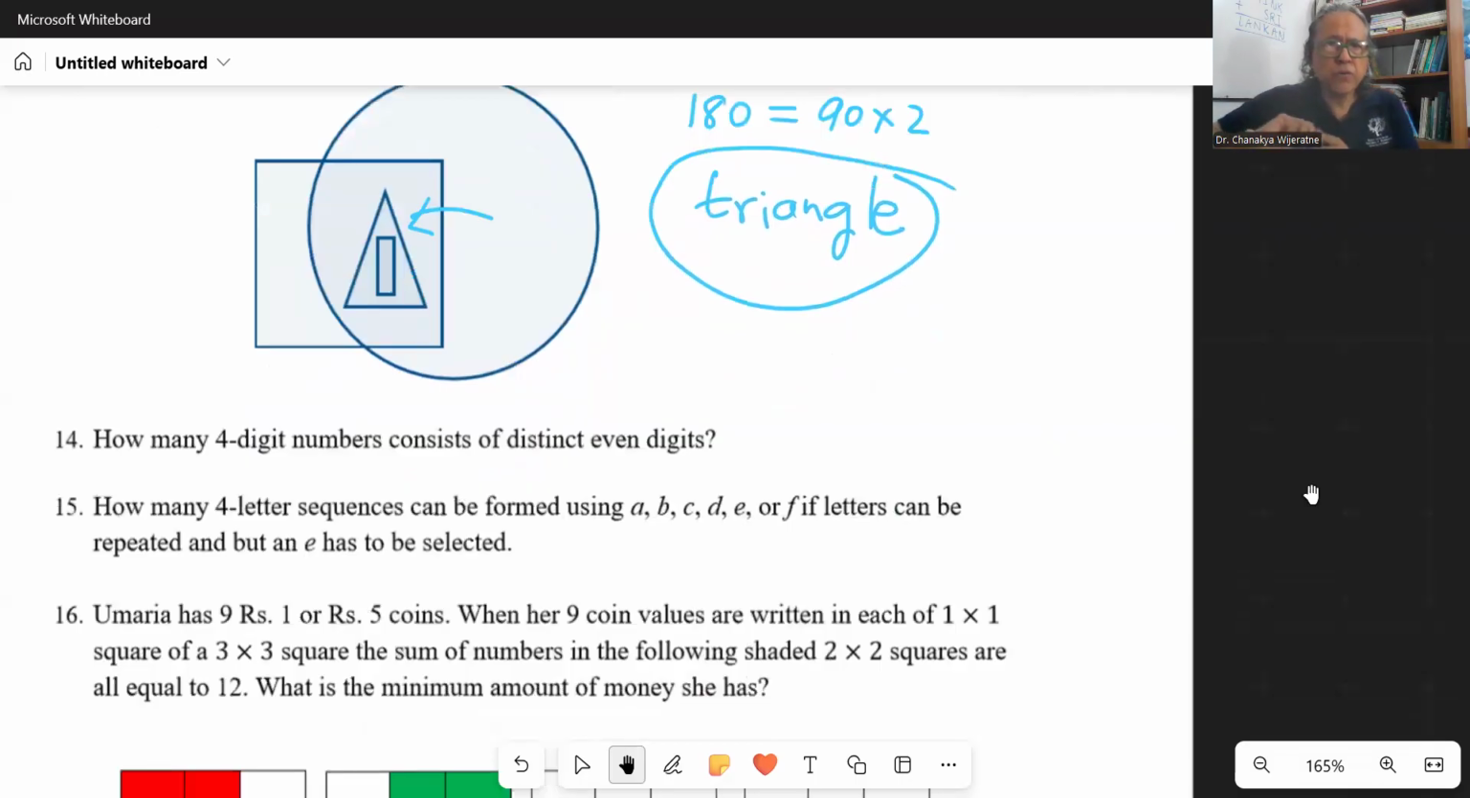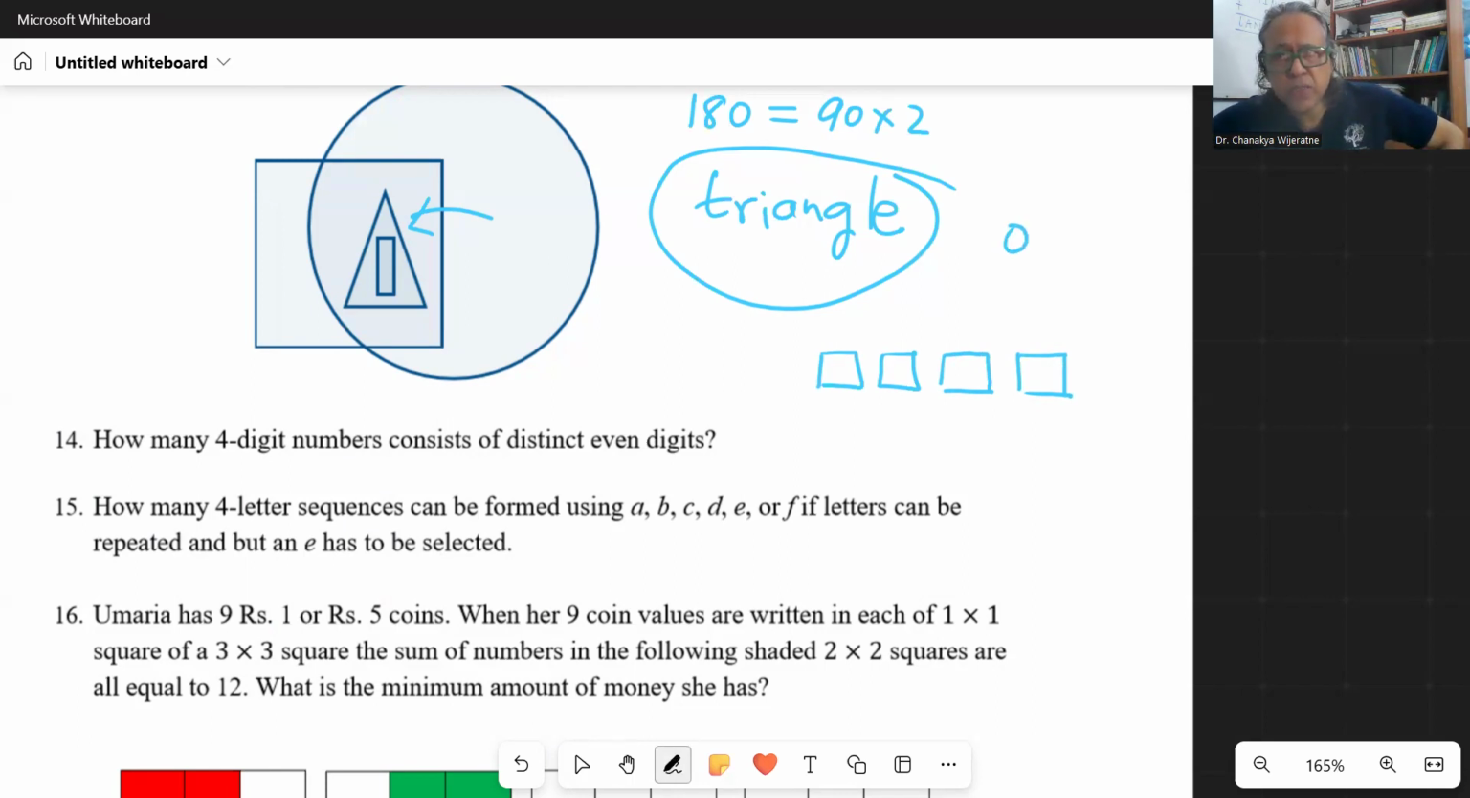How many 4-digit numbers consist of distinct even digits? Once again, I'm going to draw 4 boxes, which helps me to visualize the question and what to do. And then consists of distinct even digits. We know the distinct. So there are 5 even digits, 0, 2, 4, 6, 8. Now for the leftmost box, the thousands digit, it can't have 0. So there are 4 choices.